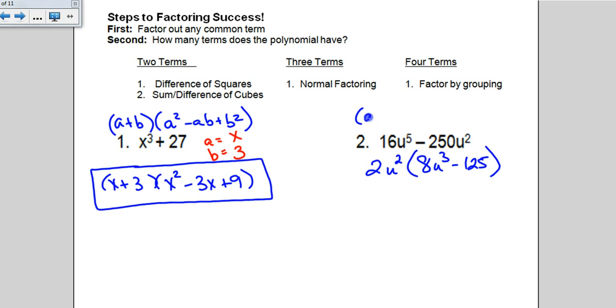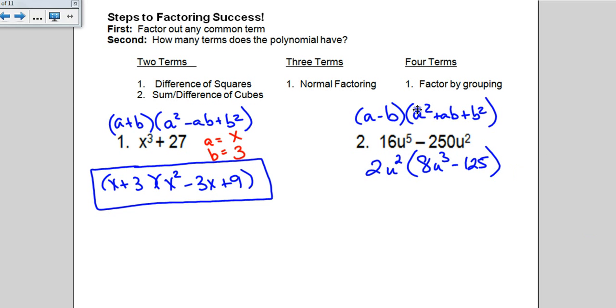So I'm going to write down that pattern above my problem because I don't have it on the screen. But the pattern on the box above this says a minus b times a squared plus ab plus b squared. And yes, you do have to memorize this pattern.